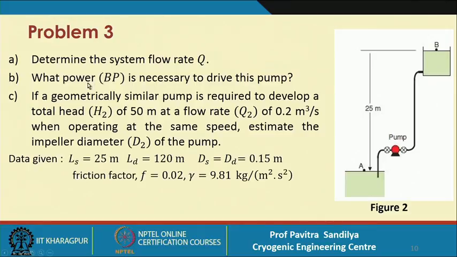So, with this information, all this data which is given for our system, we find that the length of the pipelines on the suction side is this, on the delivery side is this, and this is the diameter of the pipes on the suction side and the delivery side. So, these are given to us. The friction factor is given, and this friction factor will be used to find out the major losses in the pipelines, and this is the value of gamma.